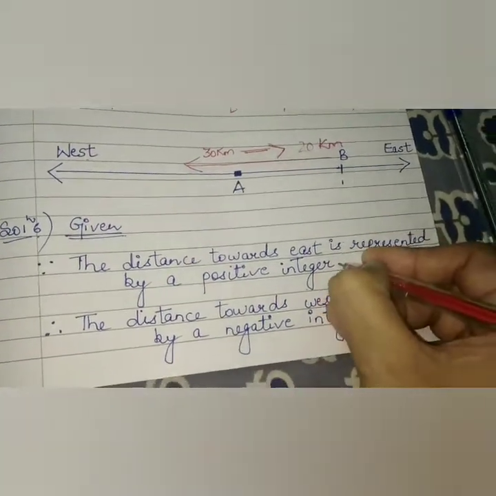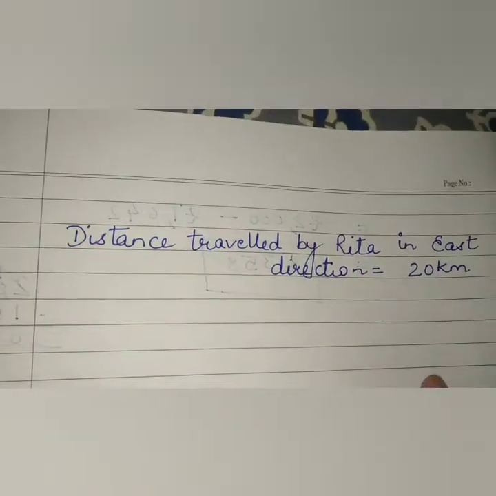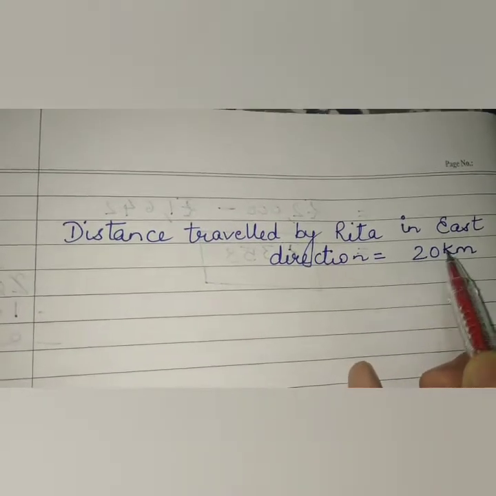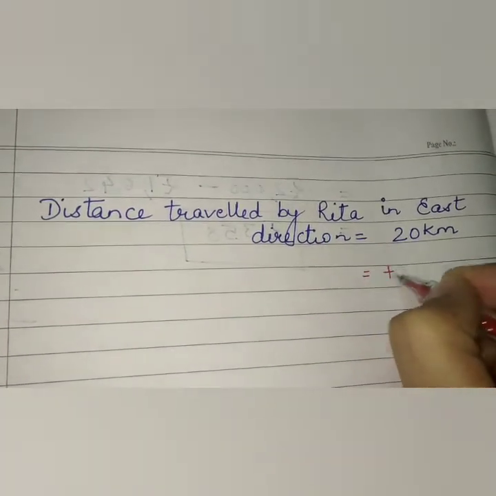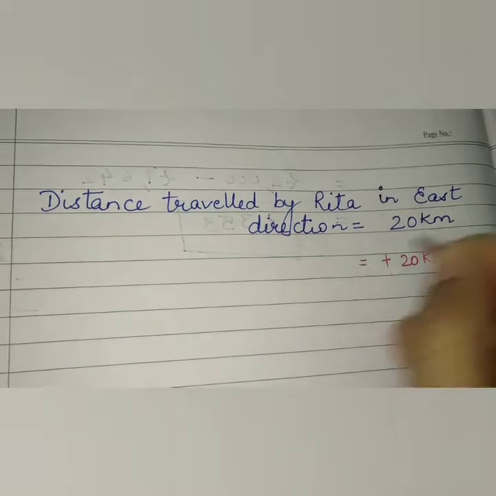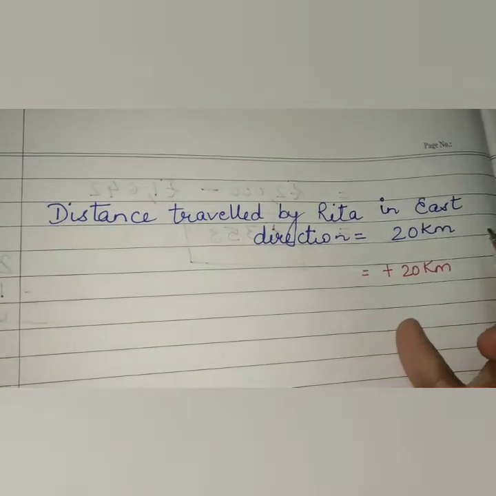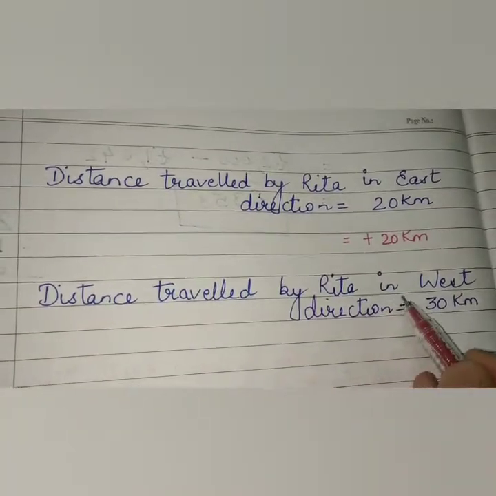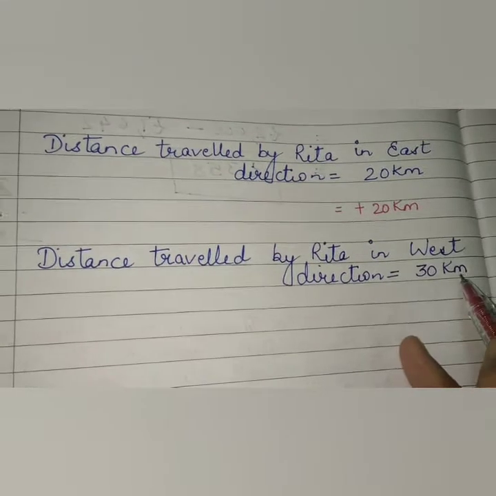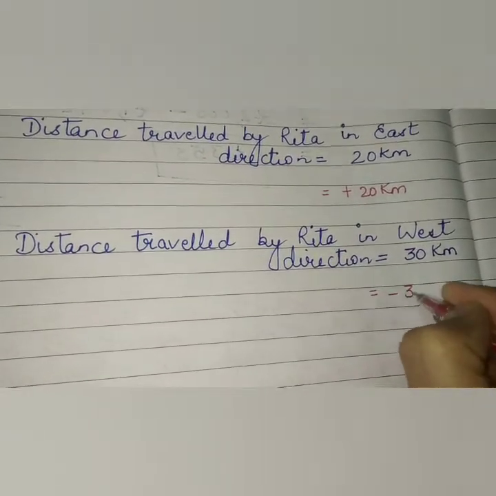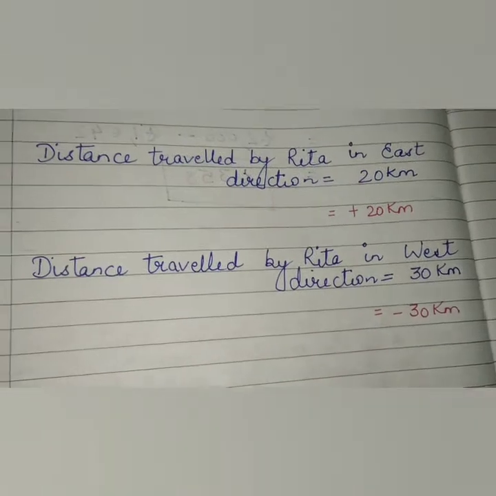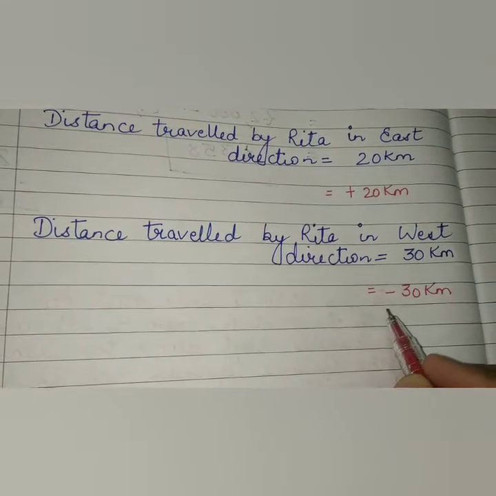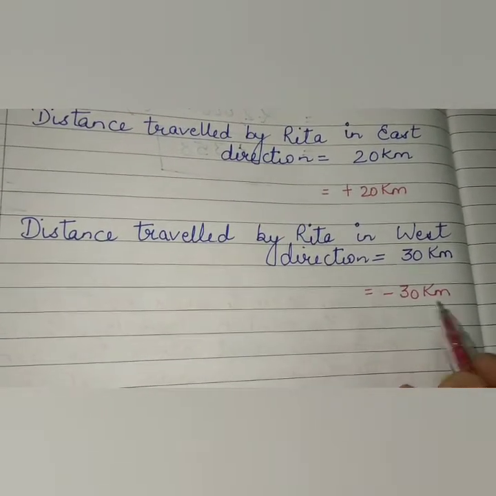We will write like this. Distance traveled by Rita in east direction is equal to 20 kilometer, or we can write plus 20 kilometer, as when we are moving toward east, it is represented by a positive integer. Distance traveled by Rita in west direction is equal to 30 kilometer, or we can write minus 30 kilometer. Why are we writing minus 30 kilometer? Because distance traveled toward west was represented by a negative integer. That is why I have written minus 30 kilometer.